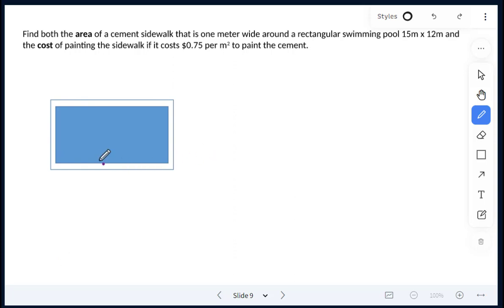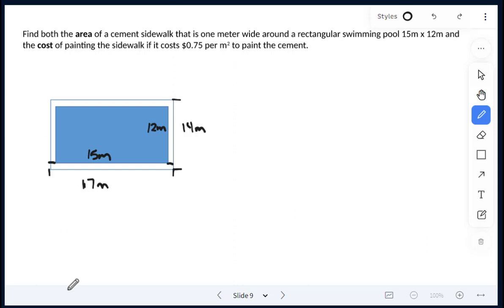So we know our swimming pool is 15 meters by 12 meters. And then we know that the sidewalk is 1 meter wide around. Okay, so that means it's 1 meter here plus another meter here. And then when we're looking at the width, it's an extra meter there and an extra meter there. So what we can do to solve this is figure out the area of this whole rectangle. Then we can subtract out the area of the swimming pool. That'll leave us with the area of just the sidewalk. Then we can figure out the cost to paint the sidewalk.